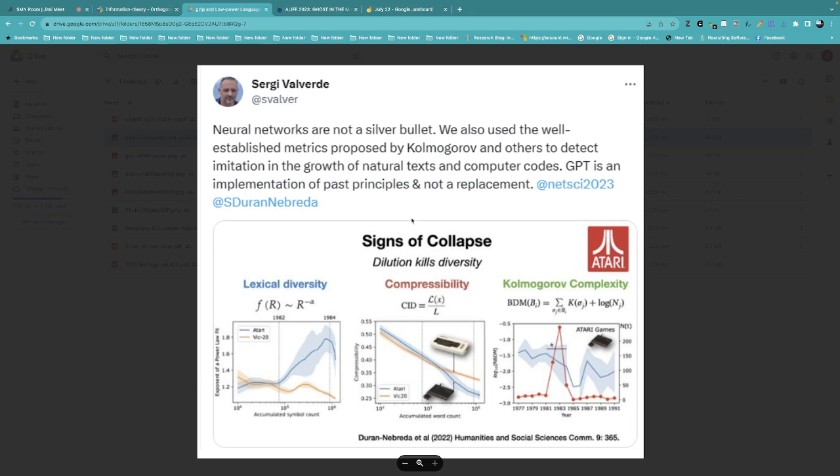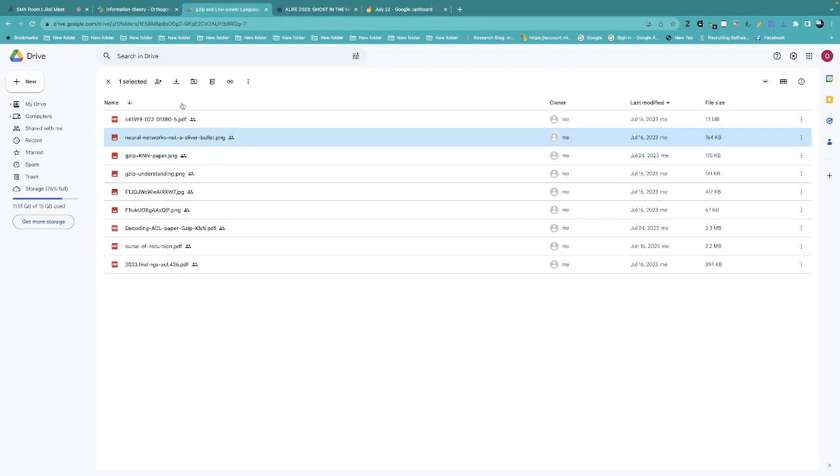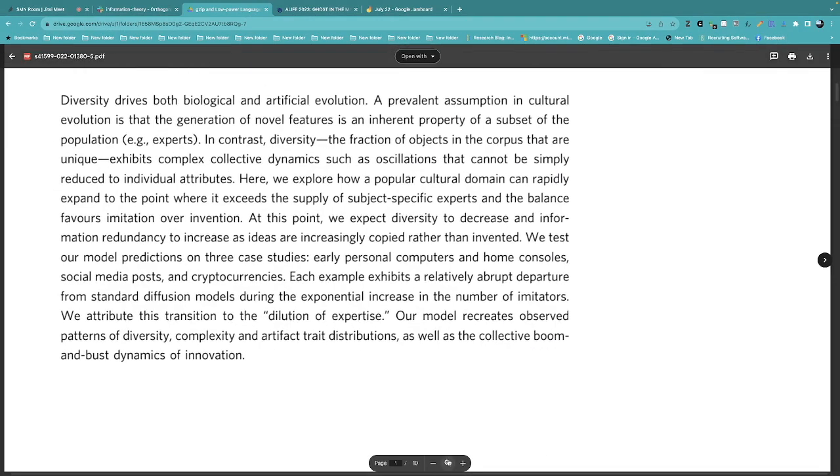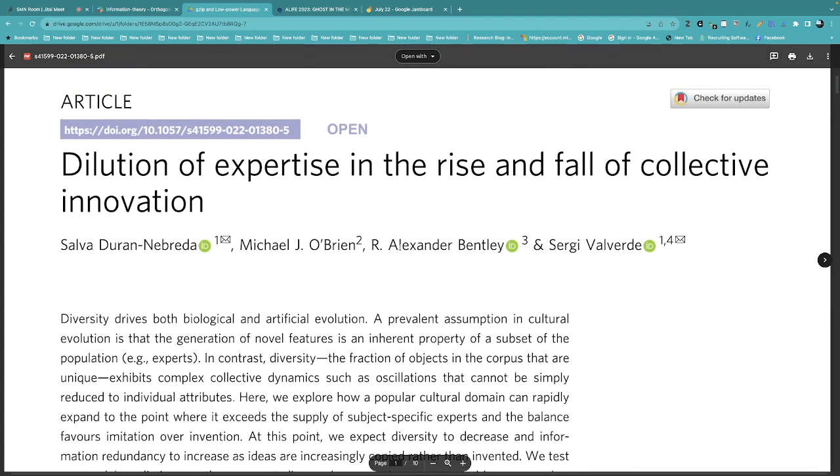And so they kind of talk about the growth of natural text and computer codes and how that can vary with complexity and some of these other measures. And so they kind of compare it with GPT. Basically, the lesson here is we've been here before, and they're using these old video game systems to get at the problem. And the problem here is the dilution of expertise and the rise and fall of collective innovation.